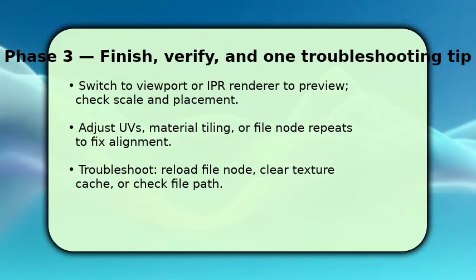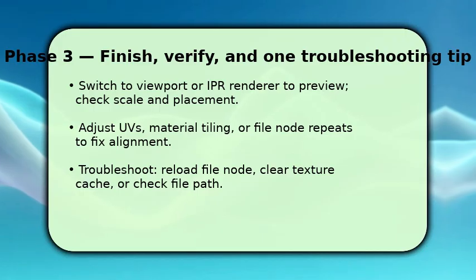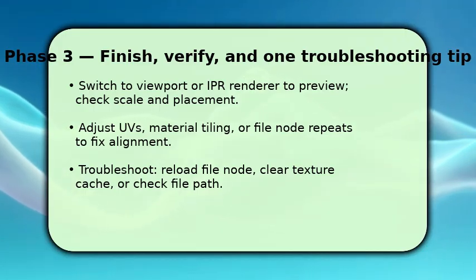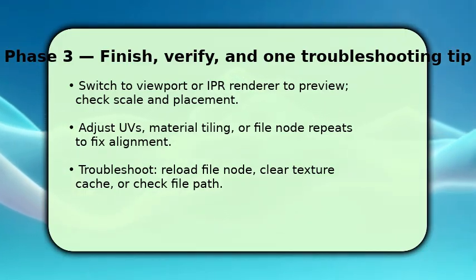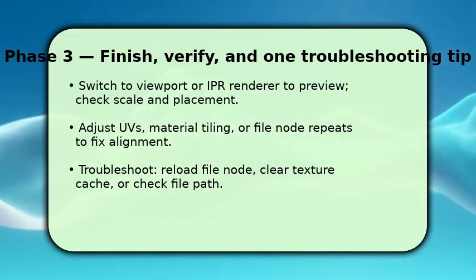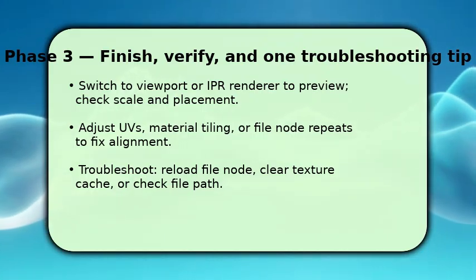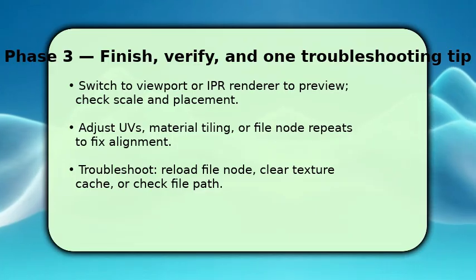Use the viewport's textured mode or an IPR render to evaluate scale, orientation, and seam placement. Then tweak UV shells, rotate or scale UVs, and adjust the file node's repeat values as needed. If something looks wrong, make sure the file path is correct, reload the file node, and clear Maya's texture cache. These quick steps usually resolve missing or stale textures.